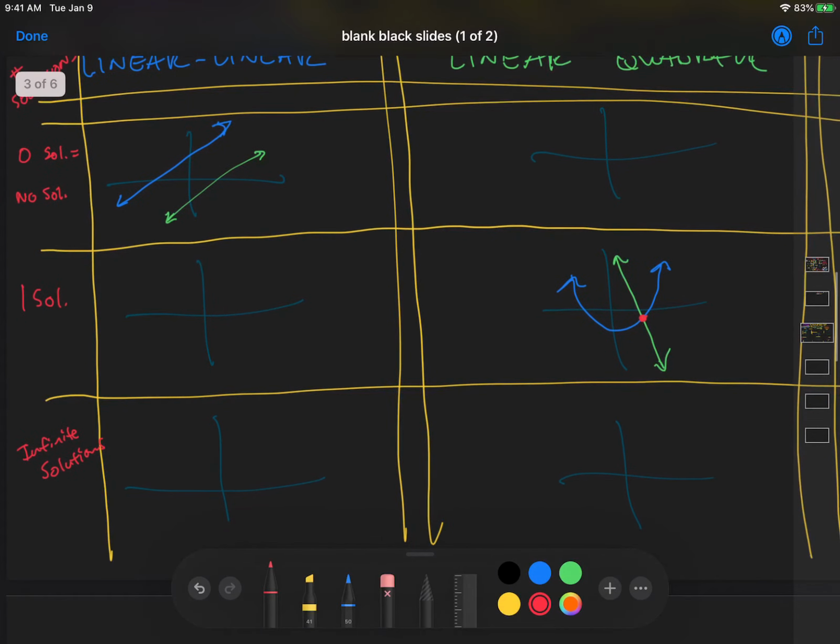All right, so the graphical one solution for linear is just going to be intersecting, right?